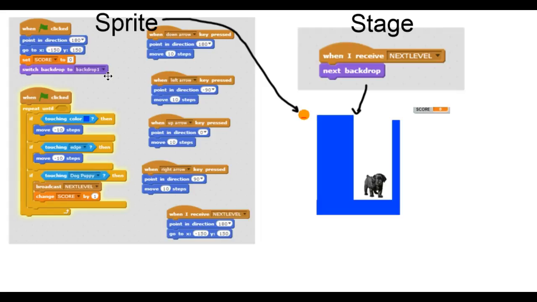The backdrops are the blue part of the maze that's drawn. So all I did was go into the vectors and draw a whole bunch of blue on the screen. And that was my map. And I'll open up Scratch so you can see that.